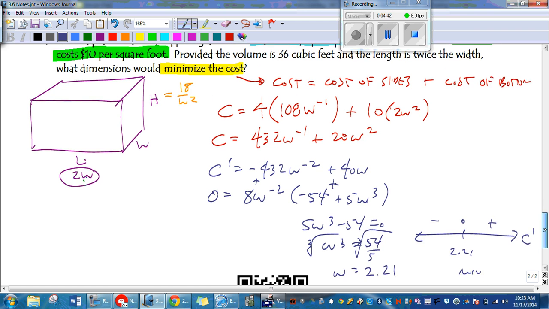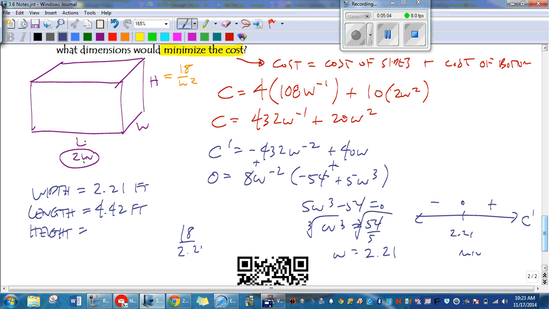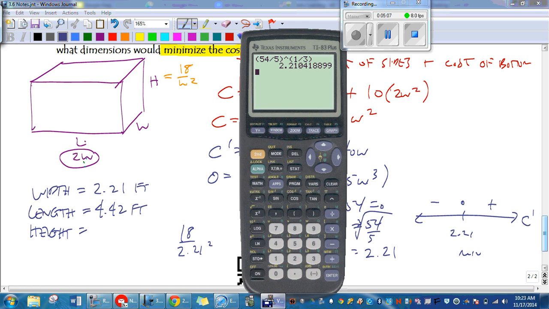And again, it's asking for the dimensions. So our width is 2.21 feet. Length is going to be twice that, so 4.42 feet. And then our height, we're taking 18 divided by 2.21 squared. So we get 3.685.